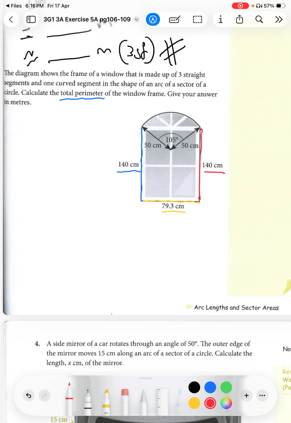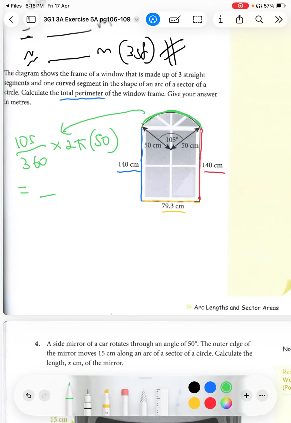Now the goal is to find this side. This is the one where we can use the arc length formula to find this side. So this side here will be 105 over 360 degrees times 2 pi times 50.